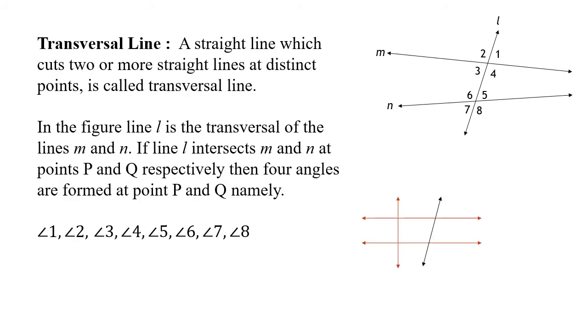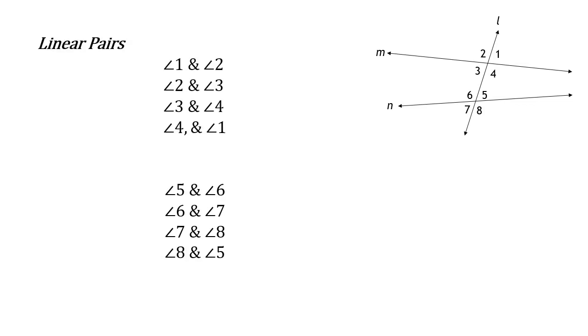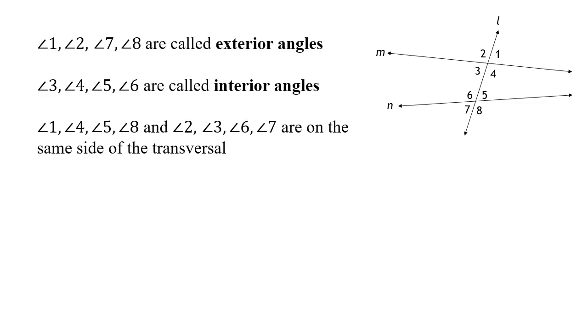Now what is the definition of a transversal? A straight line which cuts two or more straight lines at distinct points is called a transversal line. So in the figure you can see we have two lines M and N cut by a line L. So L is the transversal of the lines M and N. And it makes how many angles? 8 angles. The linear pairs are 1 and 2, 2 and 3, 3 and 4, 4 and 1, 5 and 6, 6 and 7, 7 and 8, 8 and 5.